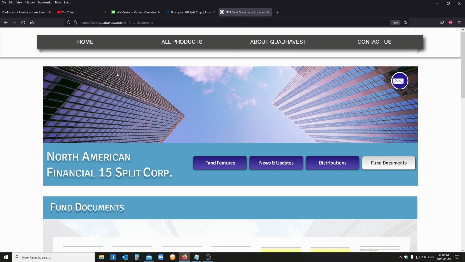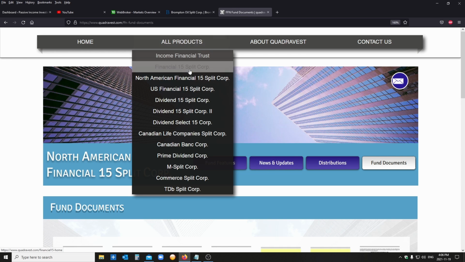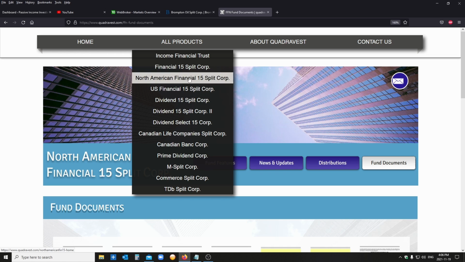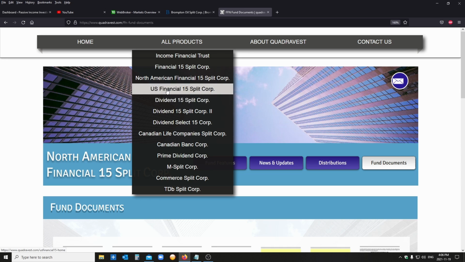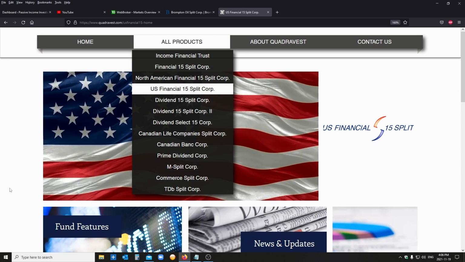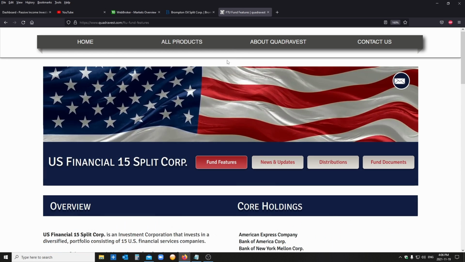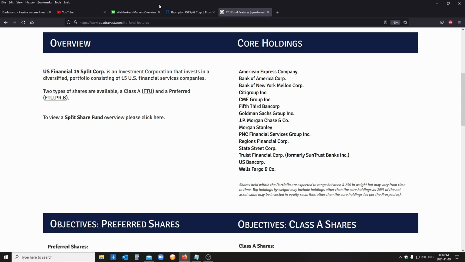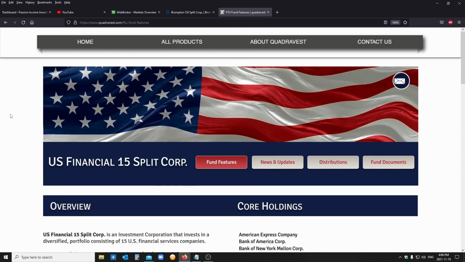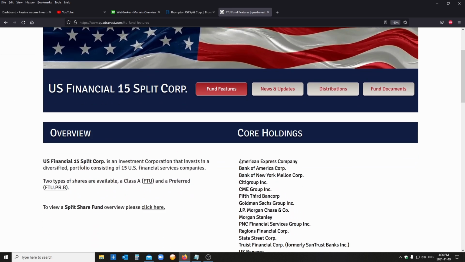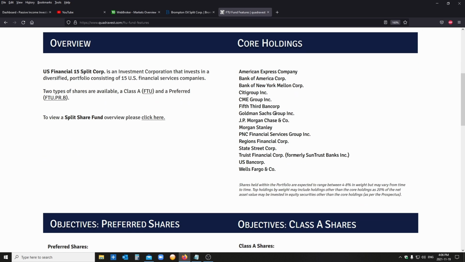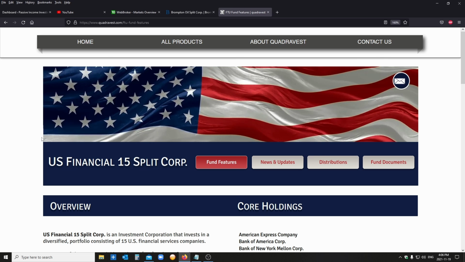The same type of thing happened with another fund from Quadravest called the US Financial 15 Split Corp. We saw FFN, the North American one. We saw Dividend 15, but there's one called US Financial 15, which is only American financial companies, the banks and everything. So we all know what happened in 2008, the financial crisis. Who got killed? Some American banks. Some of them got bought out, Merrill Lynch, Lehman Brothers, all those companies.